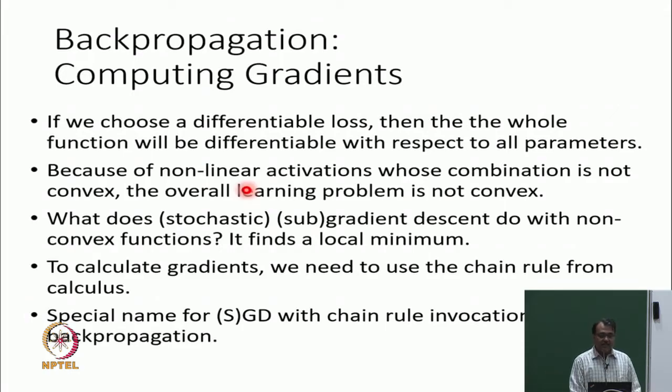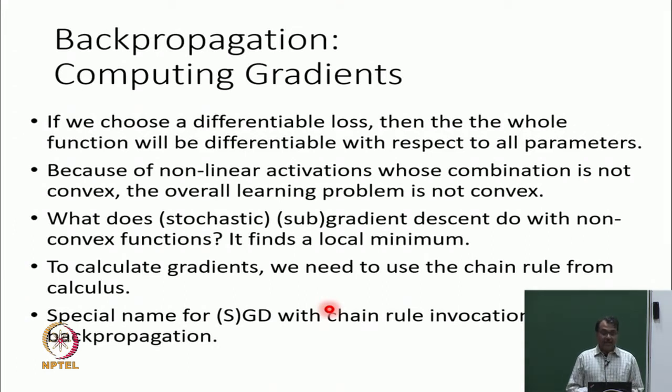Because of nonlinear activations, the combination is not convex. The learning problem is not convex. That's okay, who cares? We will basically do stochastic gradient descent with non-convex functions. What would it do? It will find a local minimum. Good, that's okay. To calculate gradients, we will use the chain rule.